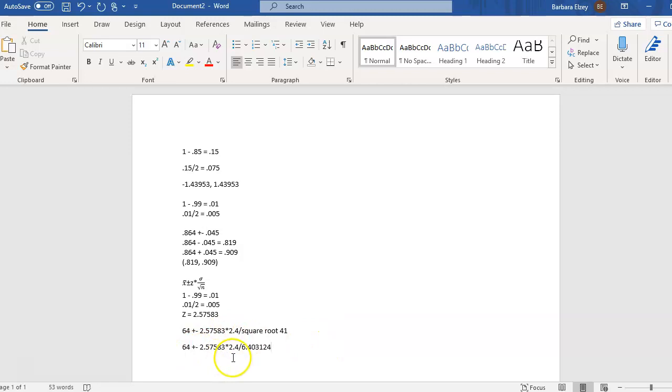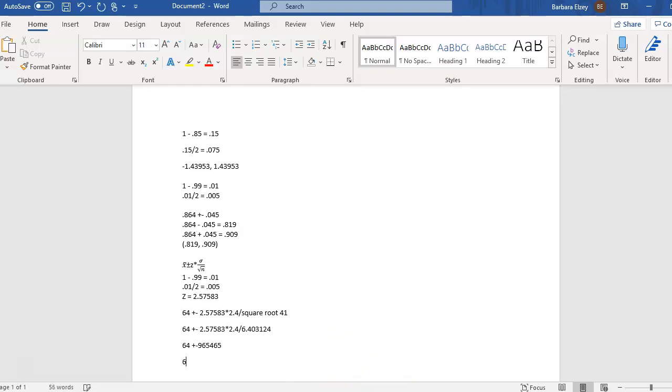All right, so now I can actually do everything that's to the right of my plus minus in my calculator. So I'm going to do 2.57583 times 2.4 divided by 6.403124. And that gives me 0.965465.